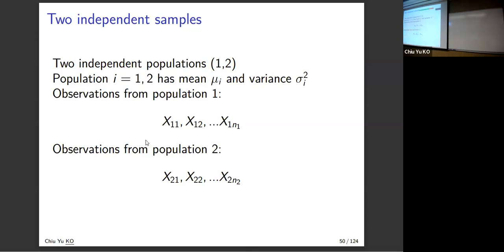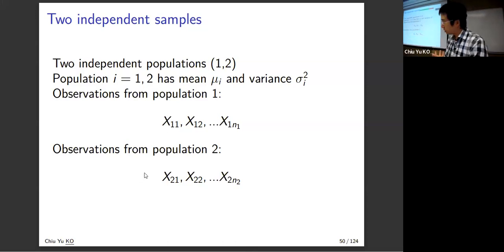Independent means that whatever you get from the first population is different from the second. There's no indication between them. Some notation here: an observation from population 1 will be X_{1,1} and X_{1,2}. The first subscript represents the population, which one you're looking at, and the second is the subject that you're looking at. So that is the notation.